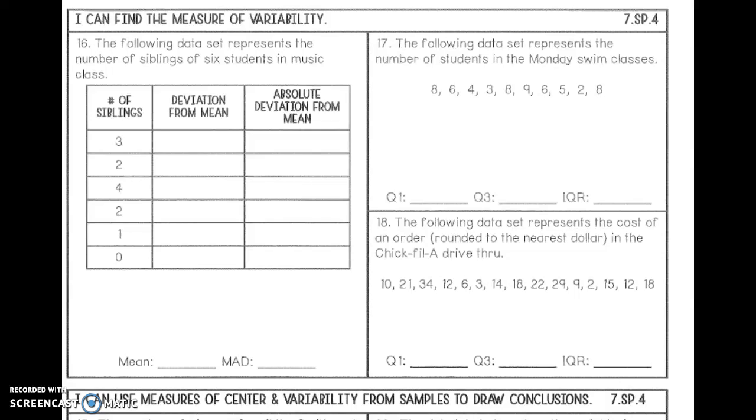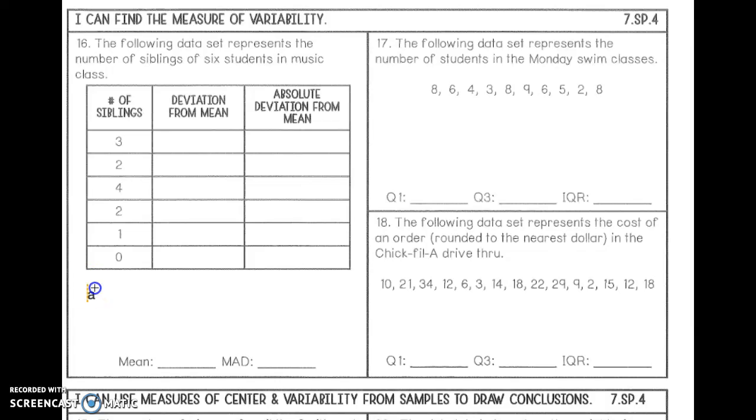This page starts with an I can statement: I can find the measure of variability. This is from Standard 7.SP.4. Let's look at number 16. The following data set represents the number of siblings of students in music class. It looks like there are 6 students, 1, 2, 3, 4, 5, 6, and this is the number of siblings each of those has.